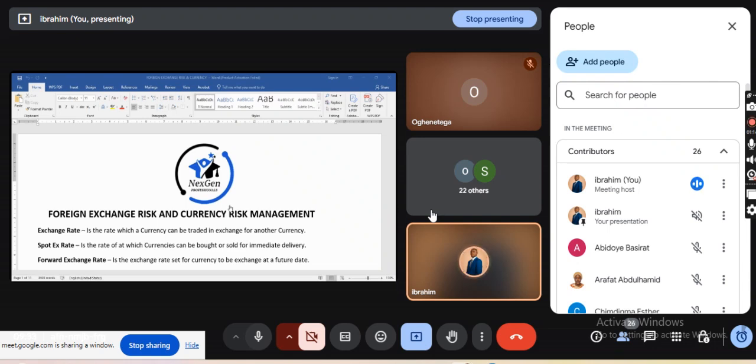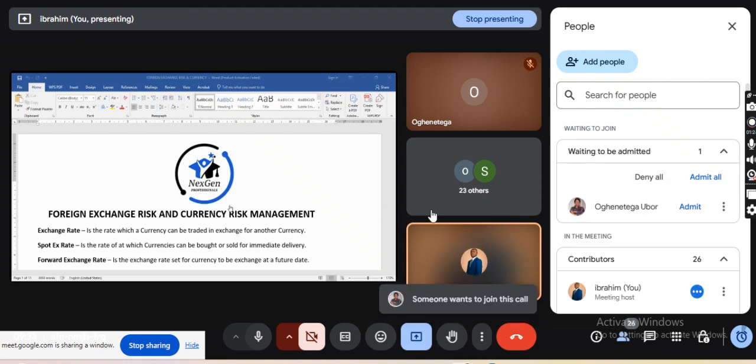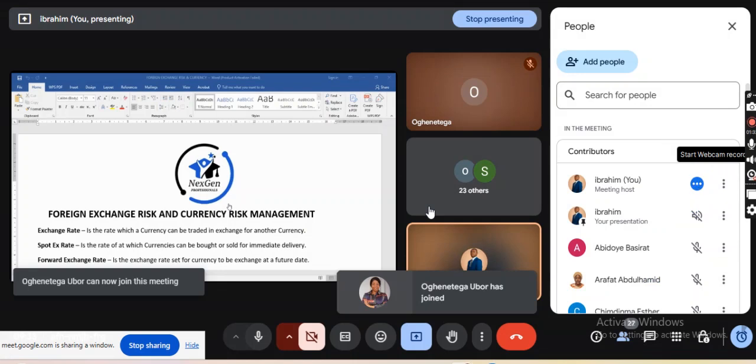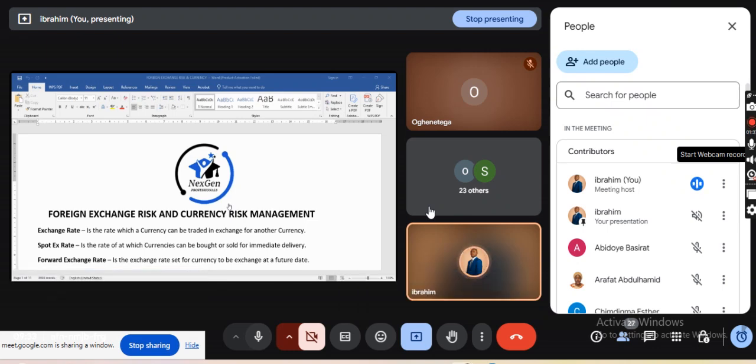What is the current exchange rate? 1,650 at the parallel market. Then you want to buy something from the US or from Germany. The exchange rate you will use is what you have now, right? The exchange rate of 1,650 you can use to exchange for another currency, and that is exchange rate.